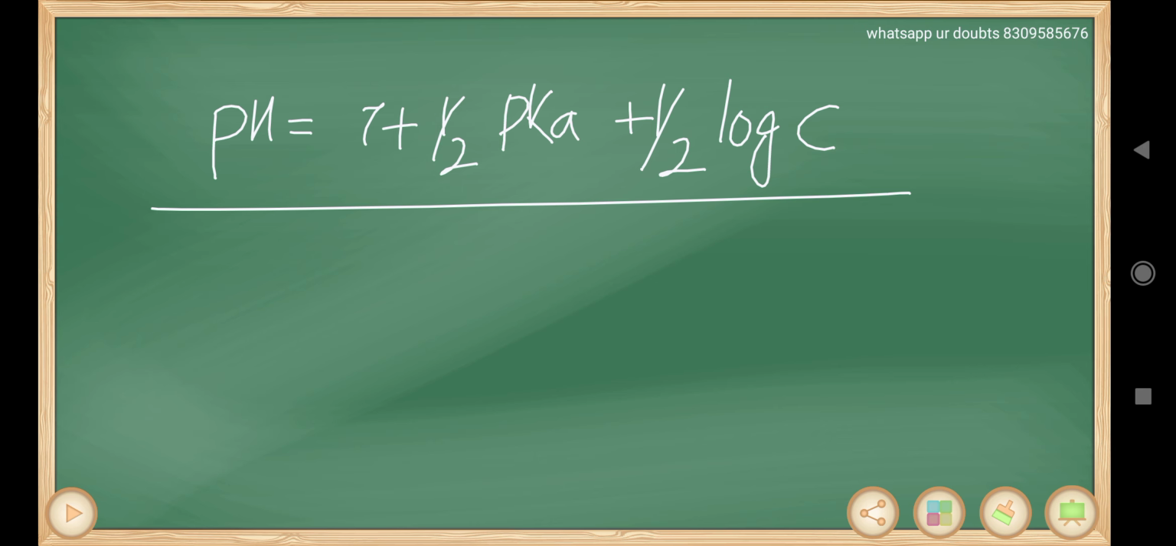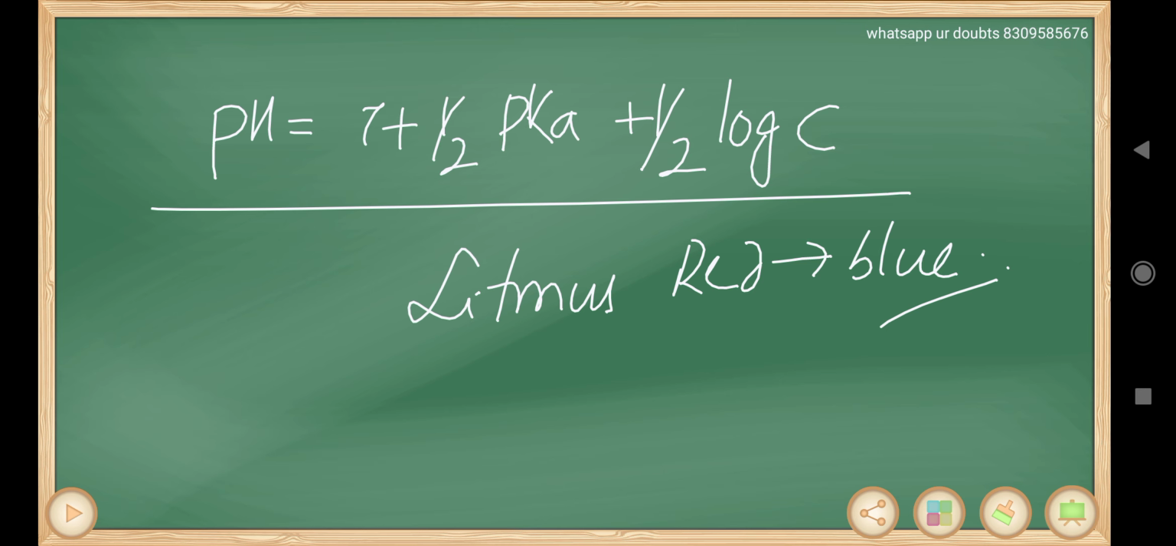So we are adding both the values, half pKa, half log C. pH is equal to 7 plus half pKa plus half log C. Then pH will be more than 7, we are saying. So the litmus test will be there. Blue to red is acid, so red to blue is base, red is converted to blue.